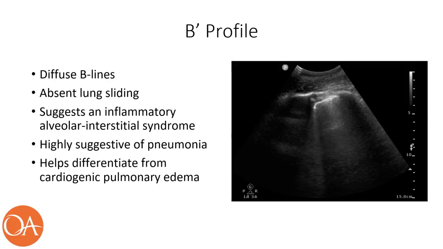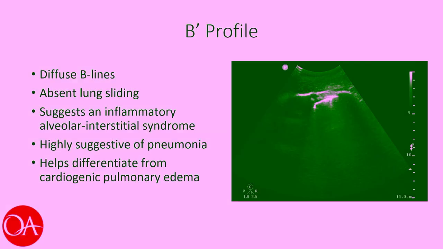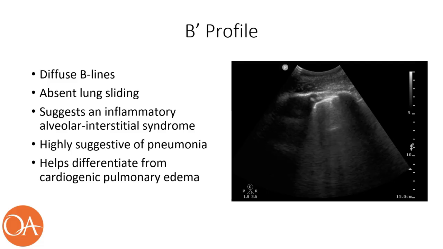In the setting of pneumonia, or ARDS due to an underlying infectious etiology, the B' profile, characterized by diffuse B lines with absent lung sliding, is more indicative of alveolar interstitial syndrome related to inflammation rather than cardiogenic pulmonary edema. The absence of lung sliding in this context suggests pleural inflammation or adhesion commonly seen in pneumonia and ARDS.